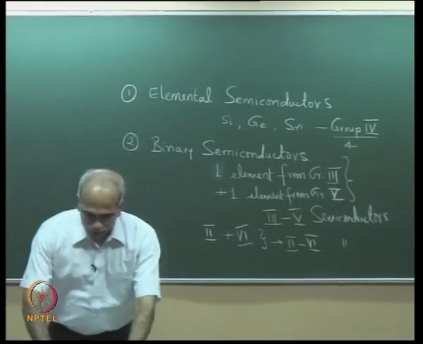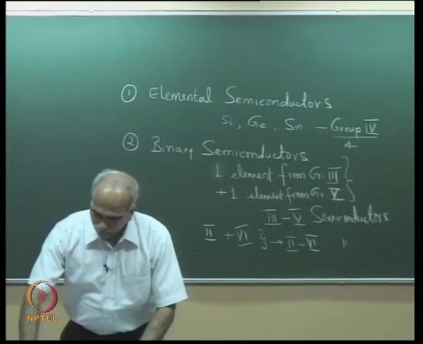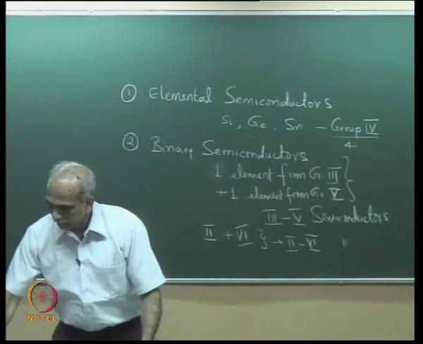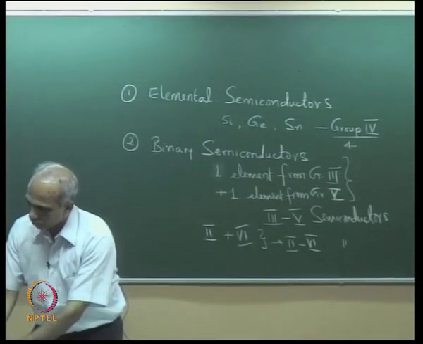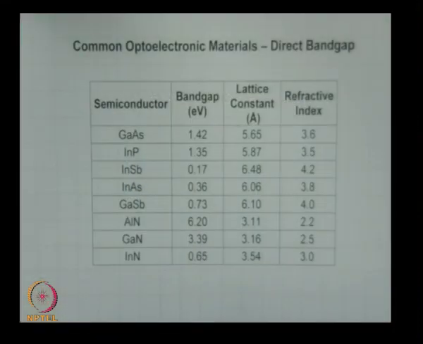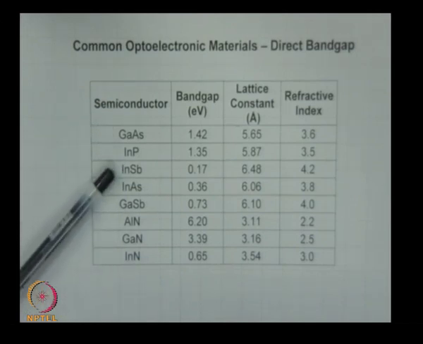Some of the binary semiconductors and their band gaps I display here. I hope you are able to read these. Gallium arsenide: band gap is 1.42 eV and lattice constant is 5.65 angstrom. The approximate refractive index near the cutoff wavelength, or near the band gap wavelength, is also listed.